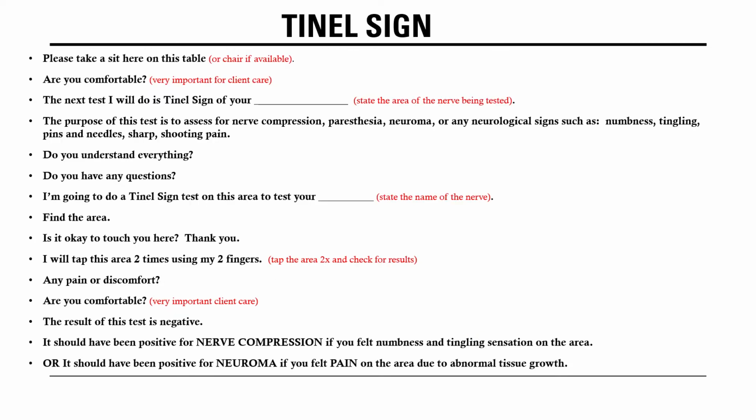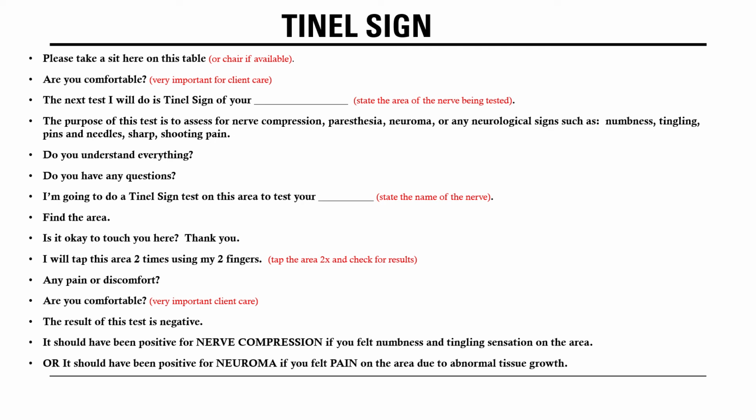The Tinel sign test. Please take a seat here on this table, or chair if available. Are you comfortable? Please ask this question right away, very important for client care. The next test I will do is Tinel sign of your blank, state the area of the nerve being tested. The purpose of this test is to assess for nerve compression, paresthesia, neuroma, or any neurological signs such as numbness, tingling, pins and needles, sharp, shooting pain. Do you understand everything? Do you have any questions?